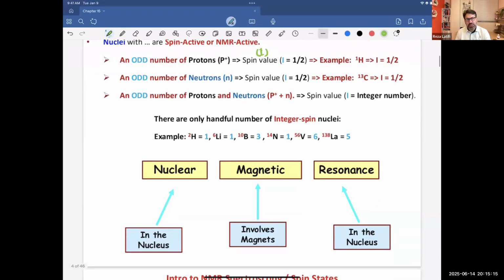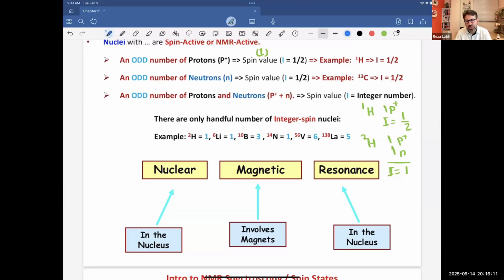And what will happen if both of them are odd, the protons and neutrons? For example, let's say hydrogen. For hydrogen, we have only one proton, so we're going to have a spin, and I is equal to 1 over 2. What will happen if I get the isotope of it and make it deuterium, or say H2? In that case, because we have one proton and one neutron, spin is going to be equal to 1. And so we say we have a whole number or integer number for the spin.